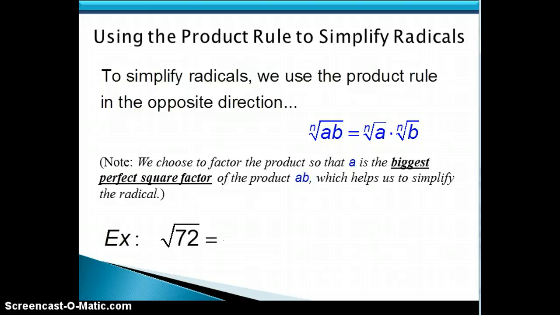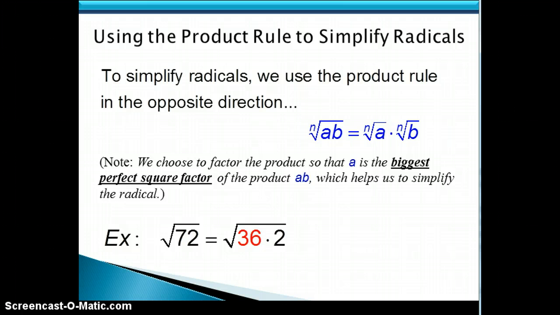So for example, the square root of 72, if you were to list the perfect square factors starting with 4 and going up to 100, and you might want to do that for your homework, if you look down that list and see which are factors of 72 and find the biggest one, you would find that 36 is the biggest perfect square factor of 72.